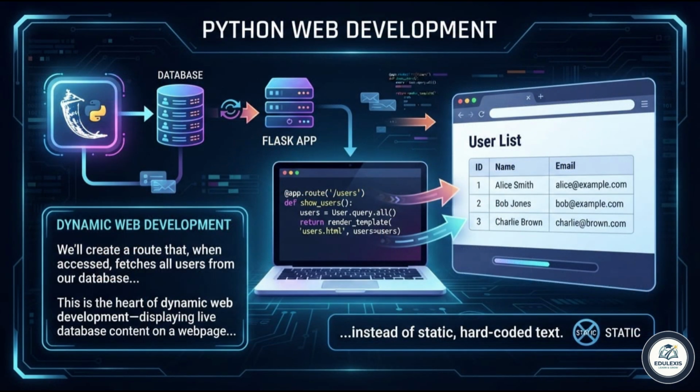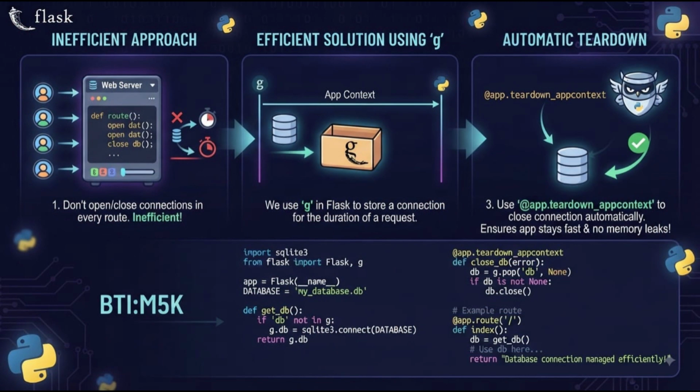Now, let's bring this into a Flask application. Flask is a web framework. We'll create a route that, when accessed, fetches all users from our database and passes that data to an HTML template. This is the heart of dynamic web development, displaying live database content on a web page instead of static, hard-coded text.